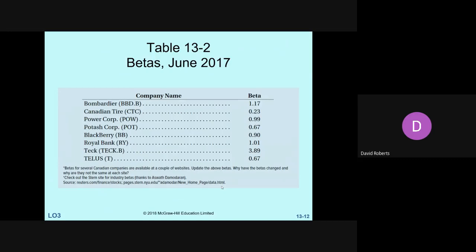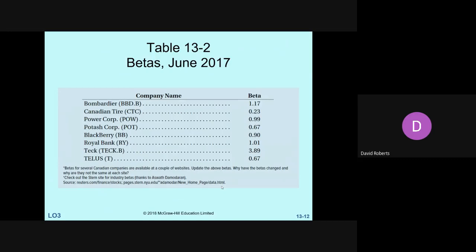Power Corporation and Royal Bank are almost exactly one. So they go up and down with the market. If the stock market goes up by 4%, Power Corporation will basically go up by 4%. If the stock market goes down by 7%, Power Corporation and Royal Bank's share price will basically go down by 7%.